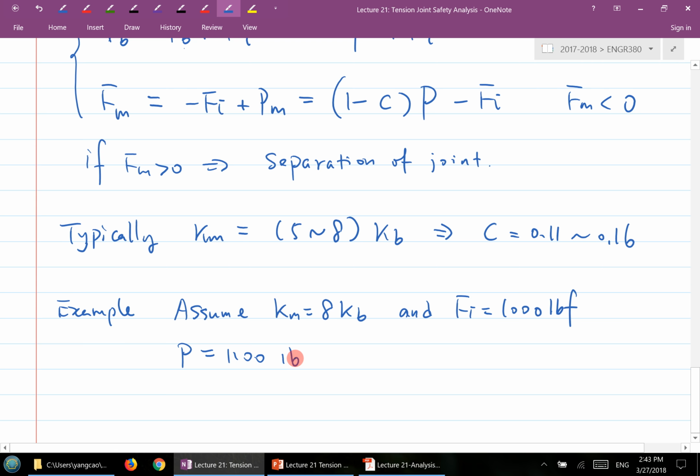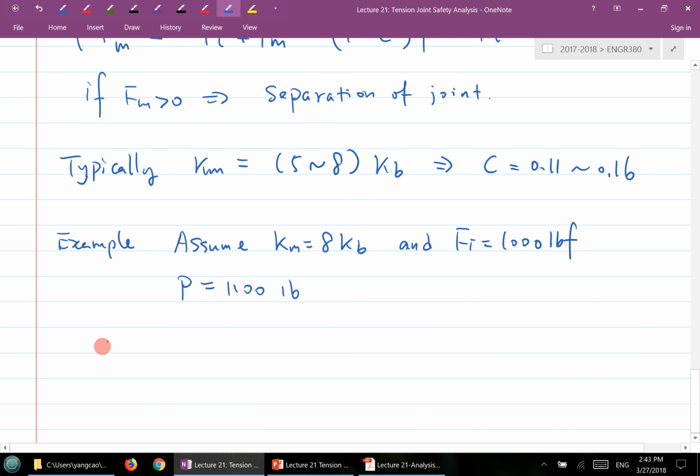So let's take a look at, given the current situation, what's going to happen here. First of all, we can calculate the C value based on the given ratios between member and bolt stiffness. So C value is Kb over Kb plus Km. You can plug in Km equal to 8 Kb here, you get 1 over 9. That's your C value.